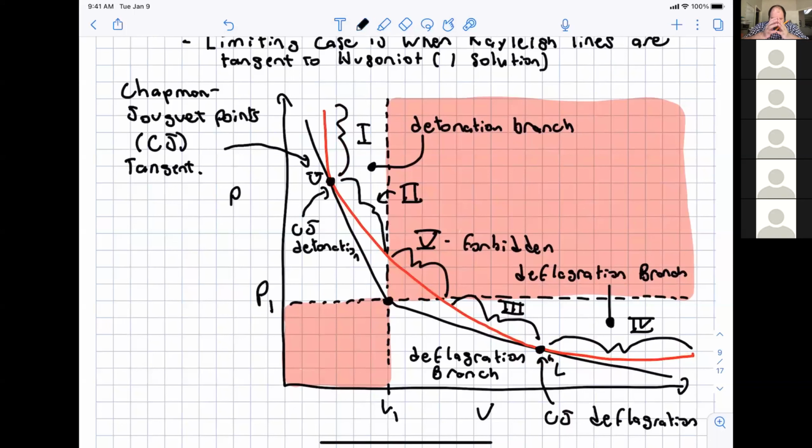Okay, so are there any questions with this? So basically, we just looked at the limiting cases of when the Rayleigh line is tangent to the Hugoniot, and separated the potential solution regions into 5 different groups. And then these points here are called a Chapman-Jouguet detonation, or a Chapman-Jouguet deflagration, depending on which one we are looking at. Okay, are there any questions? Okay.